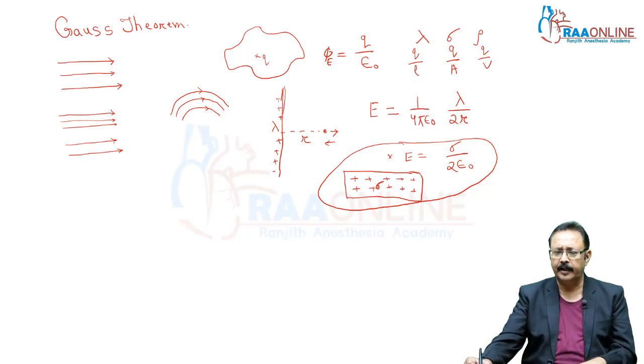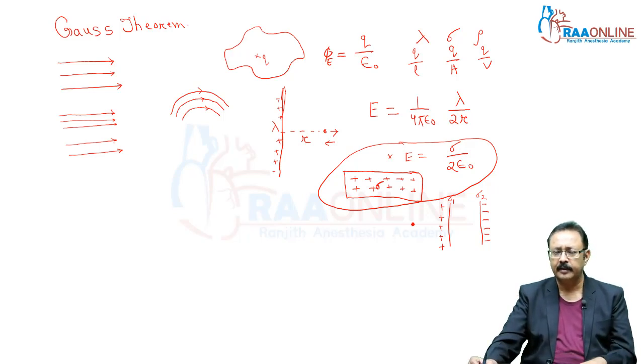See, I am putting two plates. One is positively charged with charge density sigma 1. One is negatively charged with charge density sigma 2. Tell me, at this point, what should be the total electric field?